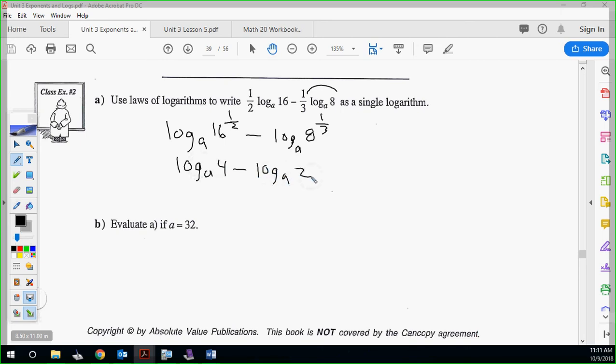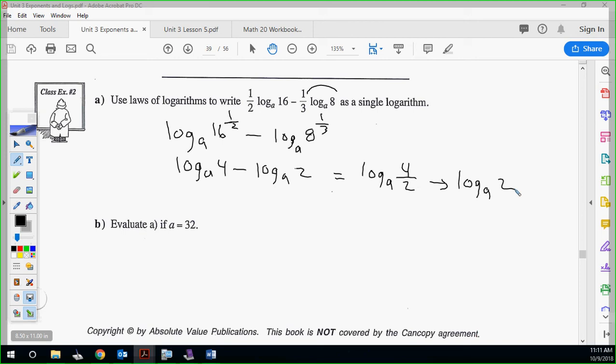And now we can use the quotient law. 4 over 2 is 2, which I'll write as 4 over 2 so you see it. And so we're here as a single logarithm, log base A of 2.